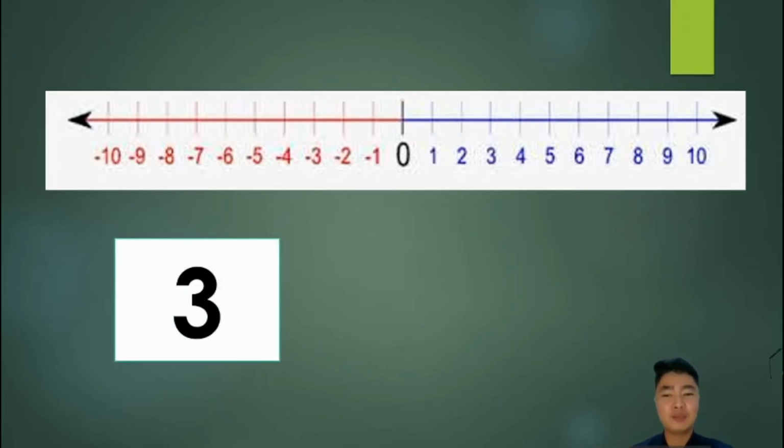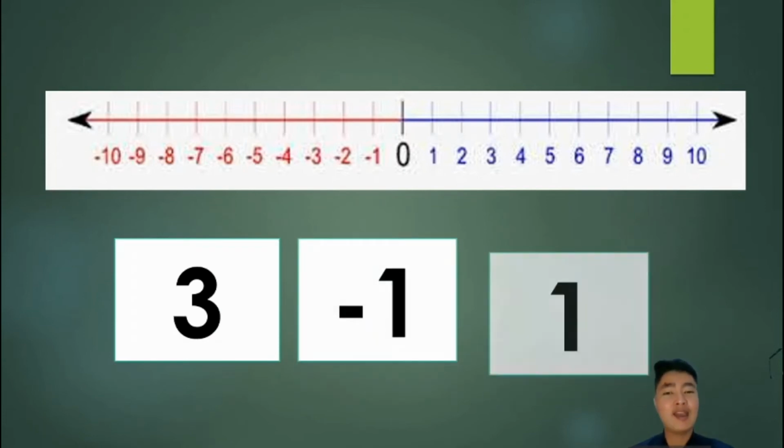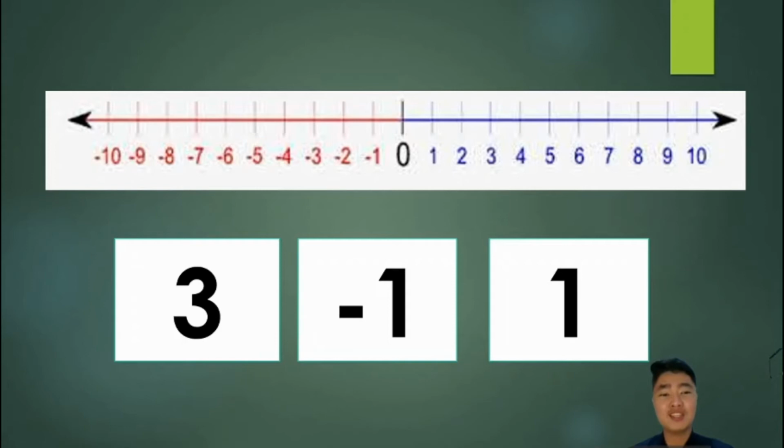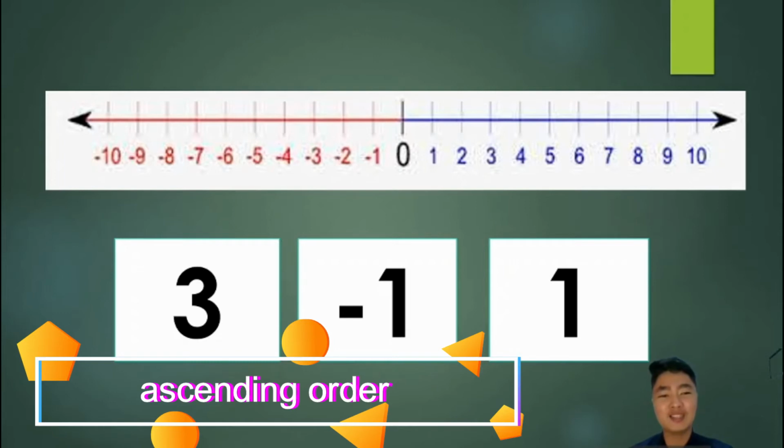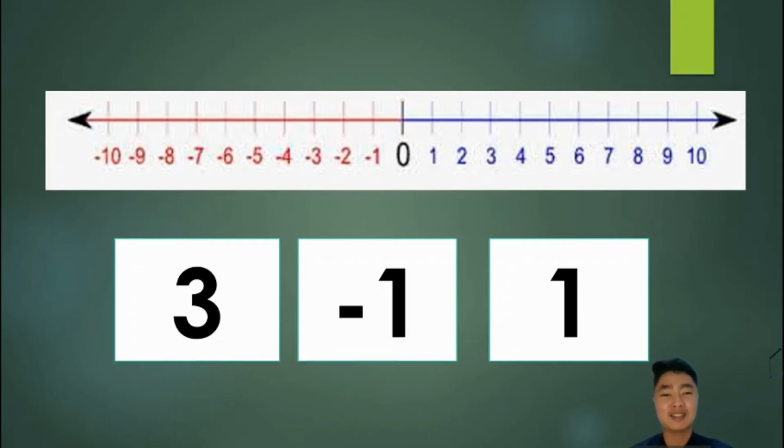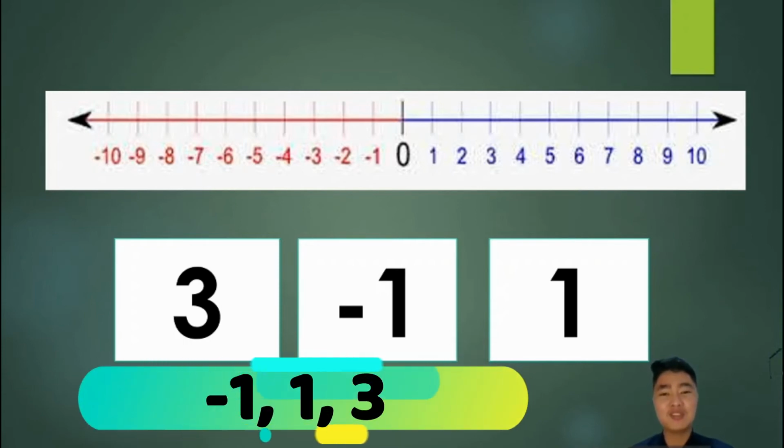Let's say we have positive 3, negative 1, and positive 1. Pause this video and try to arrange them in ascending order. Please take note that ascending order starts from the lowest to highest. Alright, I hope you tried answering that. So which one among these three is the lowest? Based from our number line, the lowest integer is negative 1, followed by positive 1, and finally positive 3. So you arrange the numbers just like what you can see on the screen.